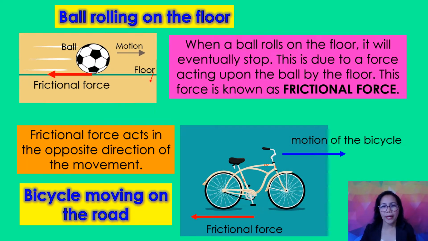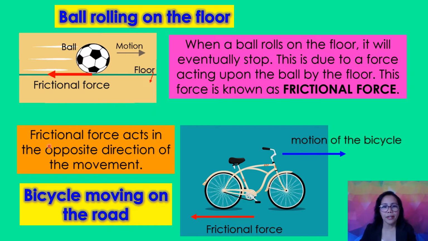Students, when a ball rolls on the floor, it will eventually stop. Why? This is due to a force acting upon the ball by the floor. This force is known as frictional force. Look at this one. Have you seen it? The ball is going in one direction while the frictional force goes in the other direction. That's why the ball will eventually stop.